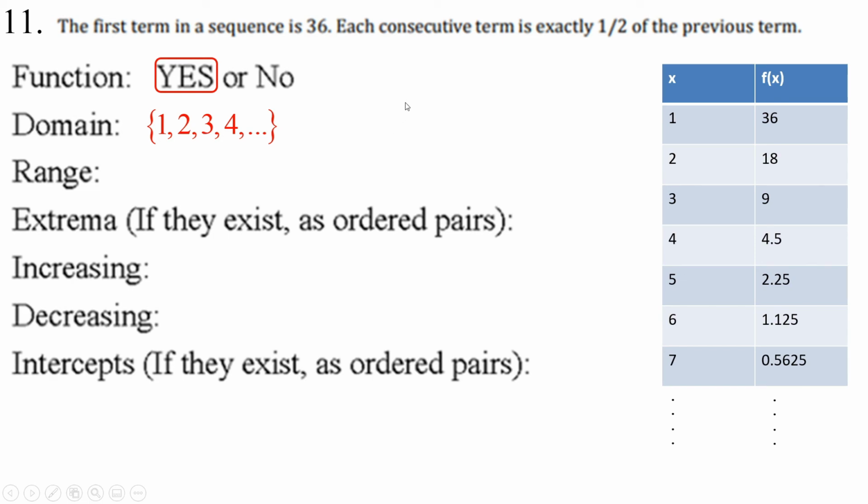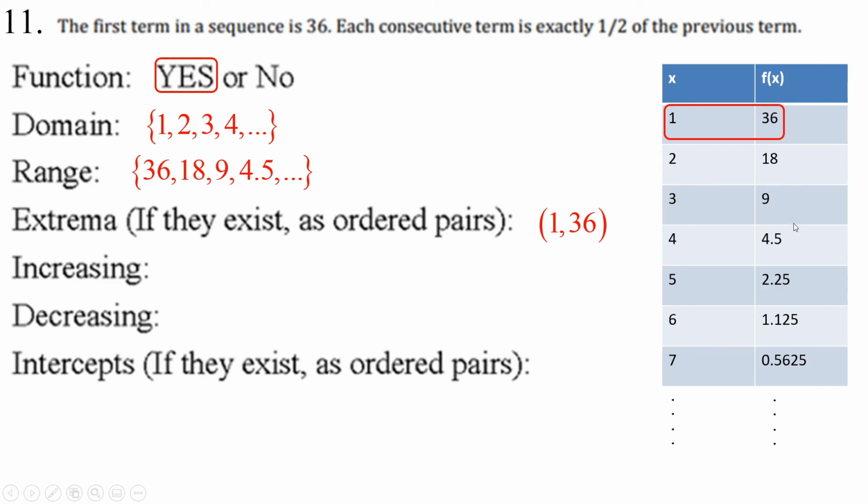Now what's my range? I'm going to do the same thing here. Those are my outputs. My y values are my f of x values: 36, 18, 9, 4.5, and I'm just taking 1/2 of the previous term every time, so I'm just going to go and so on right there. Now, extrema. Well, I have a maximum y value of 36, so let's write that as an ordered pair. When x equals 1, y equals 36, or the first term of this sequence is 36.